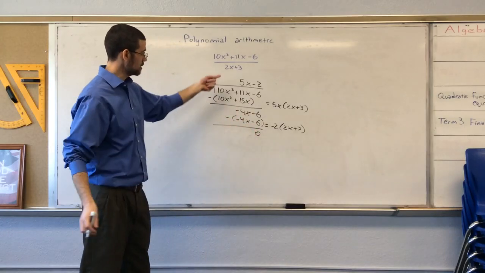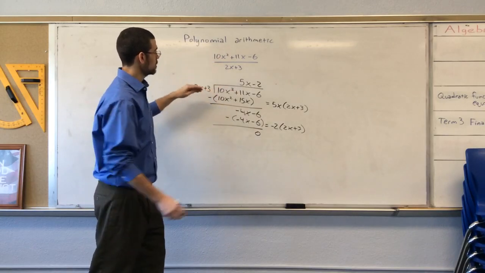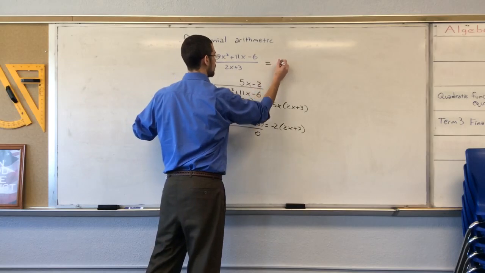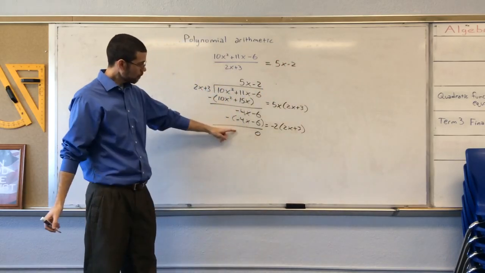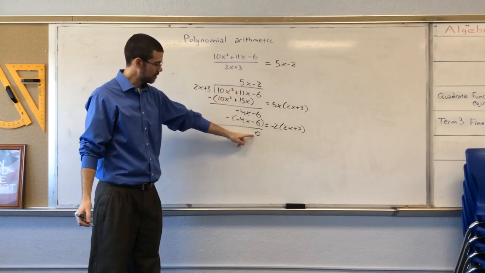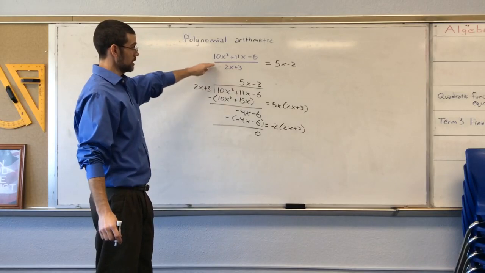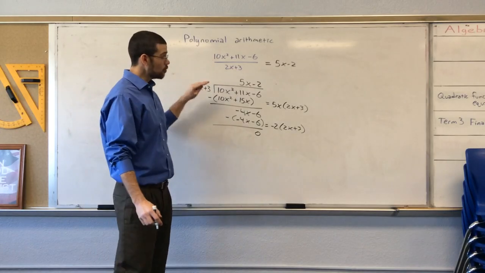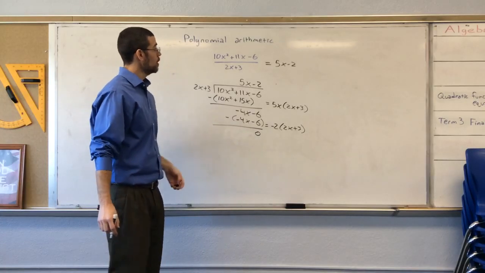All right? That means that this fraction simplifies to 5x minus 2 with no remainder, right? The remainder was 0. Okay, so that's the solution to this. They don't always have a remainder of 0. We'll talk about that in a future video.